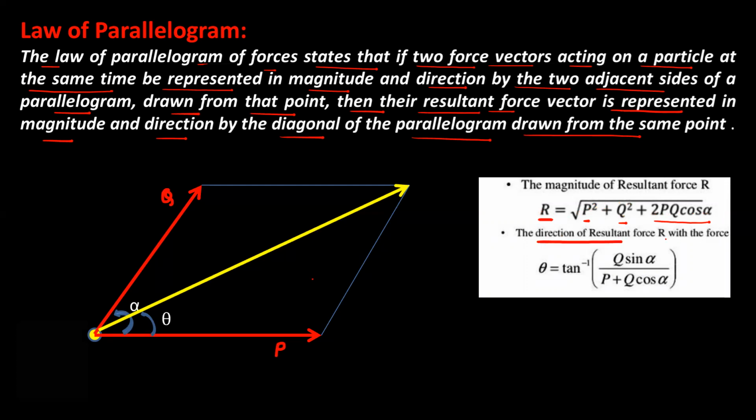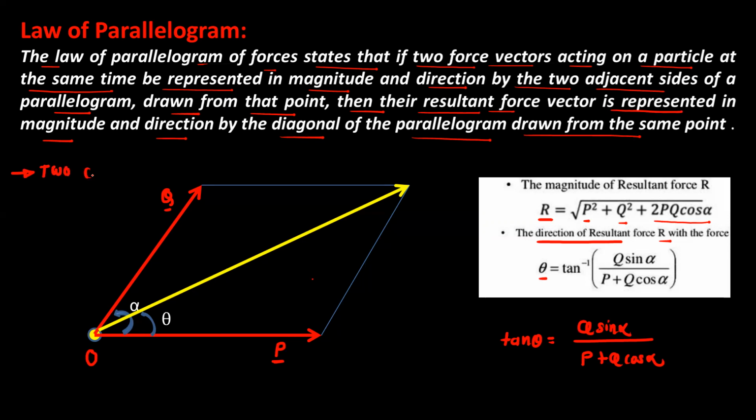And the direction of the resultant R with respect to force P is given by this equation. Theta is equal to tan inverse of Q sin alpha upon P plus Q cos alpha, where Q is the second force. Or we can write this formula as tan theta equal to Q sin alpha upon P plus Q cos alpha. In this way we can determine the resultant for two forces P and Q acting simultaneously on the point O. The limitation of the law of parallelogram is that it is only applicable for two concurrent forces.